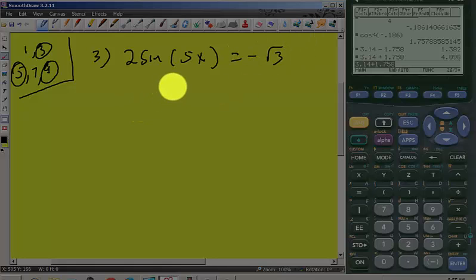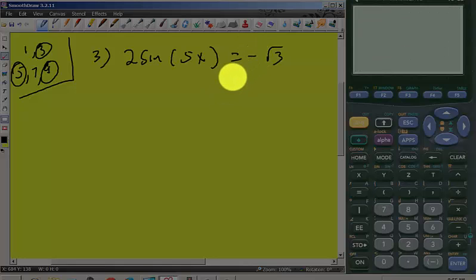All right, here we go. This one does not have a domain restriction, but we have a problem. 5x. Okay? Good news, no domain restriction. Bad news, I got 5x. So let's go ahead and solve for this. Sine of 5x is equal to negative rad 3 over 2.